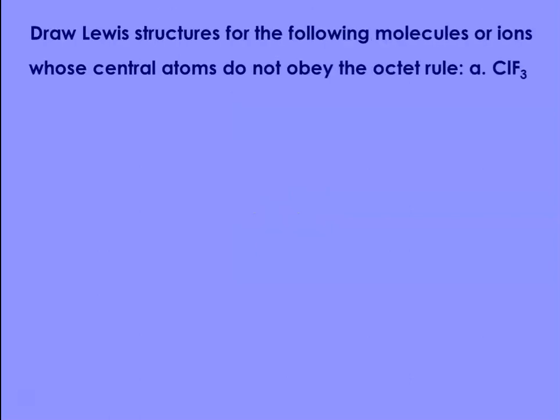When we run into these molecules that do not follow the octet rule, we want to make sure that we do things exactly the same, but if we end up with extra electron pairs, we need to consider if that central atom is going to be able to take those on. Here is ClF3. Chlorine has 7. Fluorine's in the same group as chlorine, so it too has 7, but we have 3 of them. So 21 plus 7 gives me 28 electrons.